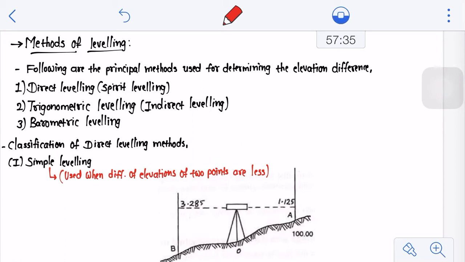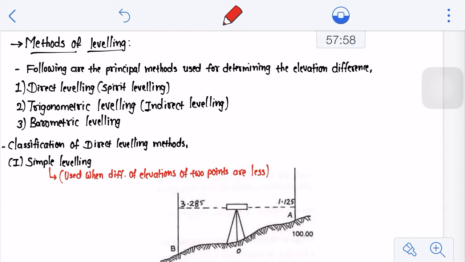Then the second one is trigonometric leveling, which is also termed indirect leveling. Trigonometric leveling is not in fact leveling itself, but trigonometry is a process, as you have studied in mathematics. So trigonometric leveling is the process in which the elevations of points are computed from the vertical angles and the horizontal distances measured in the field.